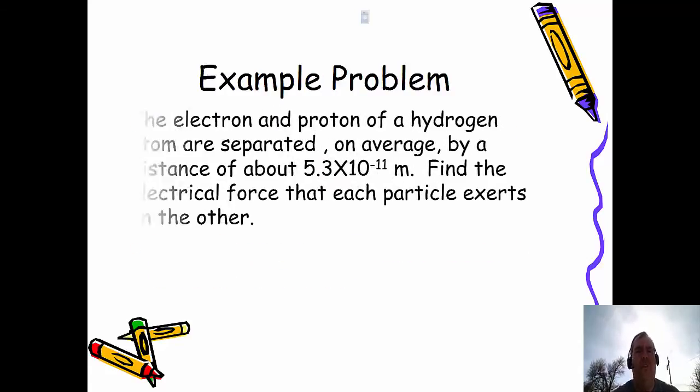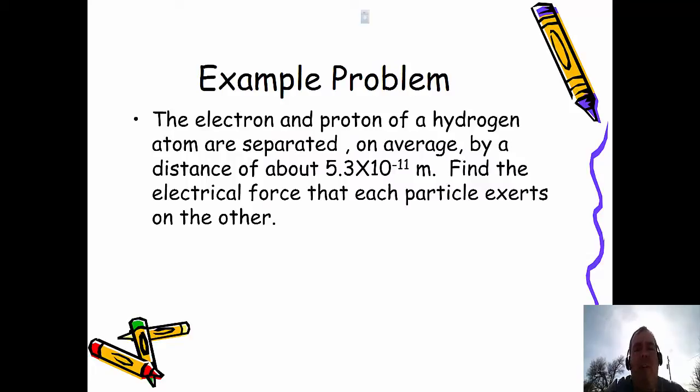Let's look at an example problem. An electron and a proton of a hydrogen atom are separated on average by a distance of about 5.3 times 10 to the negative 11th meters. Find the electrical force that each particle exerts on the other. First, think about this: a proton and an electron, one's positive and one's negative, so we have attraction. You might ask, what is the charge? Thinking back to last section, the charge of the electron is 1.6 times 10 to the negative 19th.